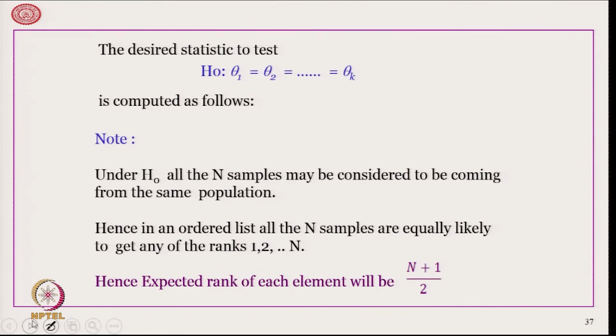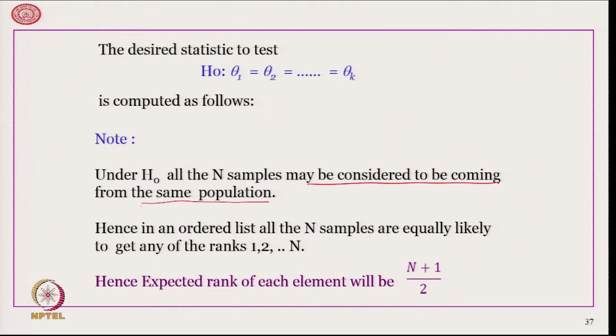What do we do in the Kruskal-Wallis test? We are testing if theta 1 is equal to theta 2 is equal to theta k, and it is computed as follows. Under H naught, all the n samples may be considered to be coming from the same population, as you all know.